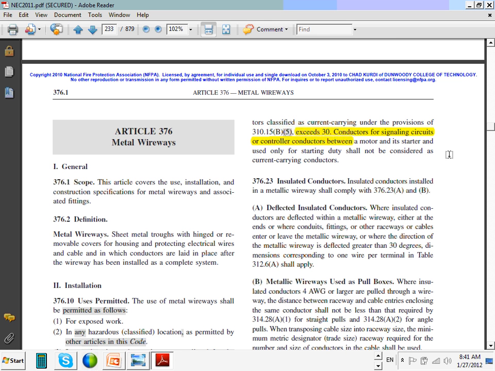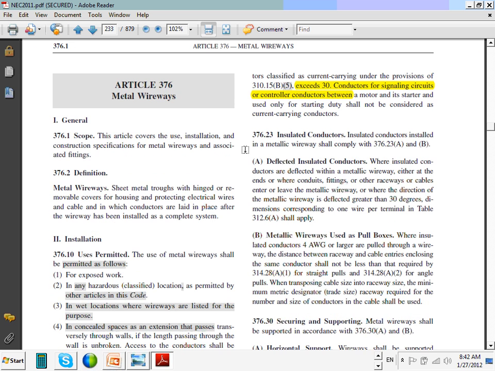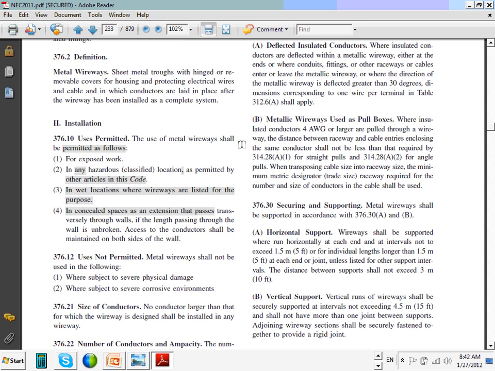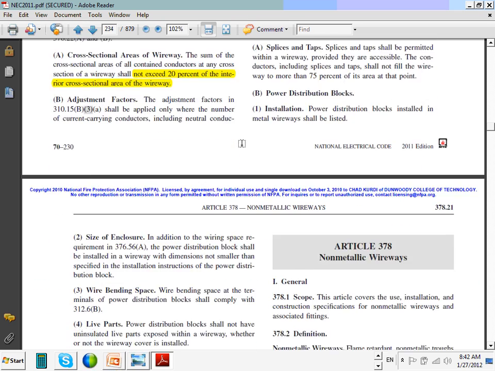A conduit is also a raceway. Wireways: the only difference is the shape, which most of the time is going to be a square or rectangle. You can use them exposed, and you can fill them up to 30 conductors without derating. These are metallic wireways. Now I'm going to move you into the non-metallic wireways.